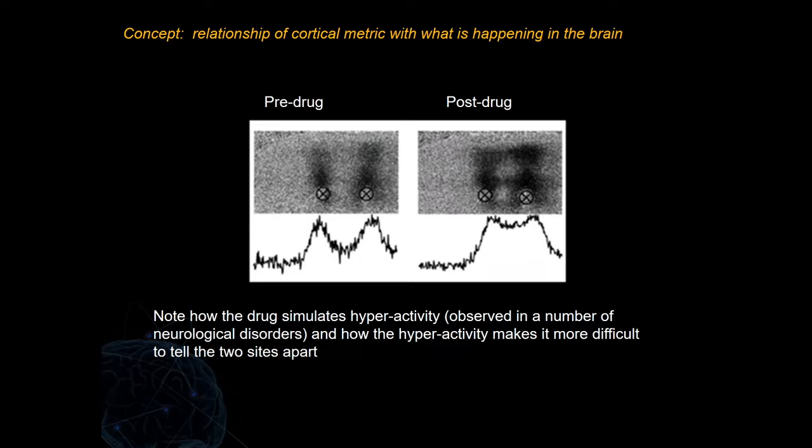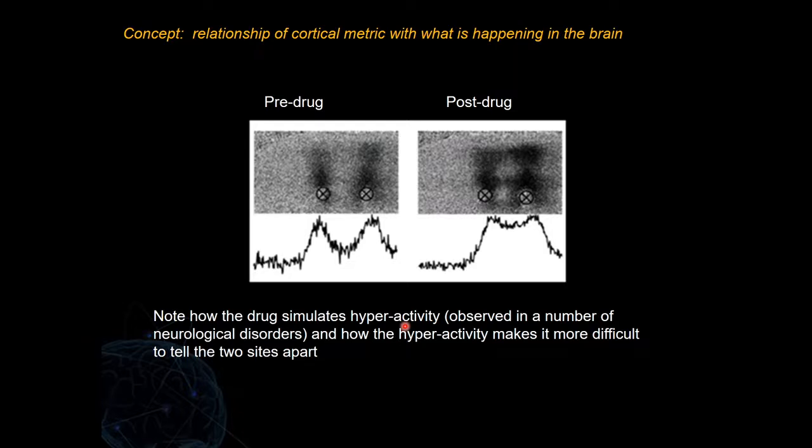So let's go to the next slide. In this slide, we're looking at the relationship of the cortical metric with what's going on in the brain. Now, if you look at this section, you'll notice that there are two X marks depicting where we stimulated the brain. And this is in the brain of a rat. You can see that there's two distinct areas of activation. You can tell both by the image where it's dark, and by the graph, the analysis of that image, that it's very distinct.